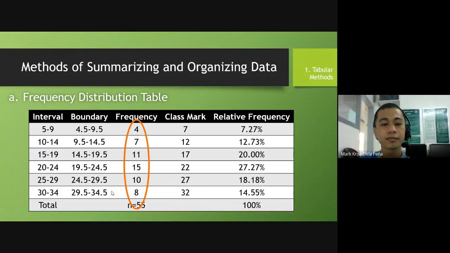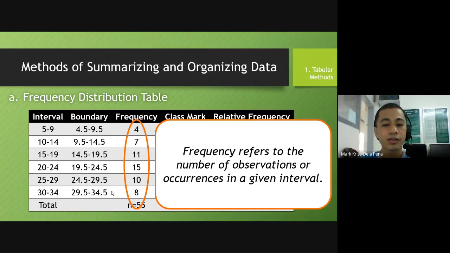Now, the frequency. When we say frequency, this refers to the number of observations or the number of occurrences in a given interval. For example, in the class interval 5 to 9, that means there are 4 values that belong to the class interval. It might be 3, 5, 1, 6, or any combination. Again, when we say frequency, this is the number of occurrences of values in a certain class interval.